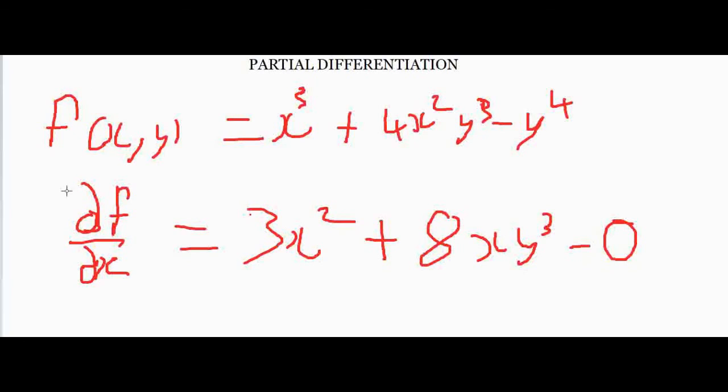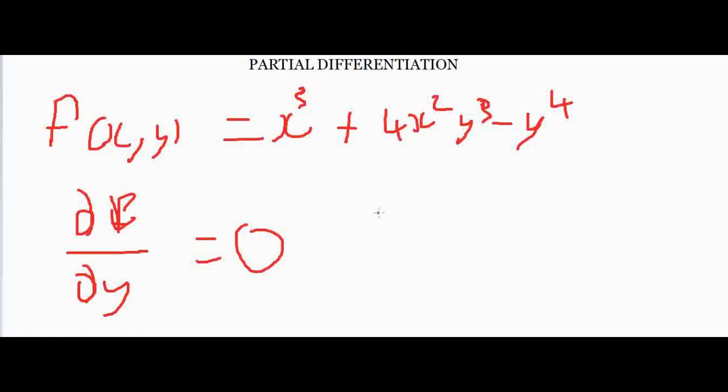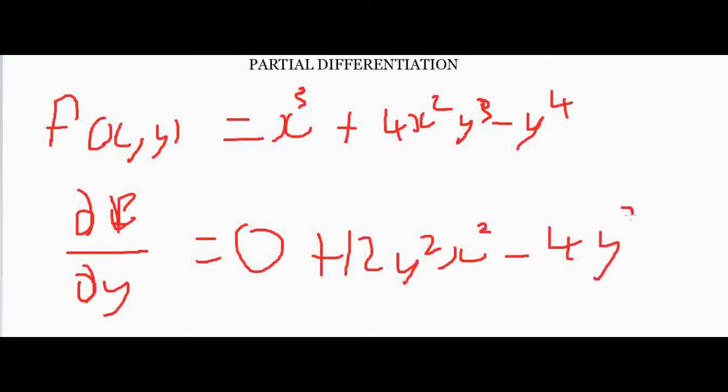And if we were to go the other way around and find the partial derivative of f with respect to y, this would become 0 plus 12y squared x squared minus 4y cubed. Yes, that's partial differentiation and implicit differentiation in a nutshell.